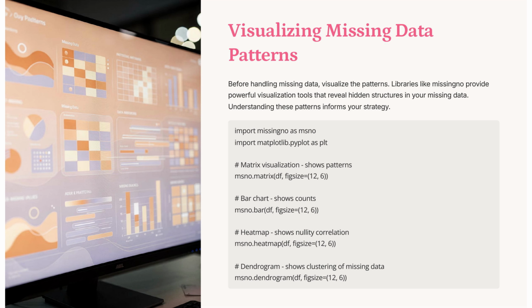Visualizing missing data patterns is crucial before addressing them. Libraries like missingno offer tools to uncover hidden structures. Use matrix visualizations to identify patterns, bar charts for counts, heat maps for nullity correlation, and dendrograms for clustering. These insights guide your strategy for handling missing data effectively.